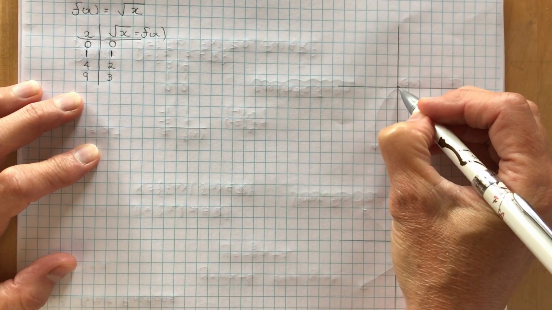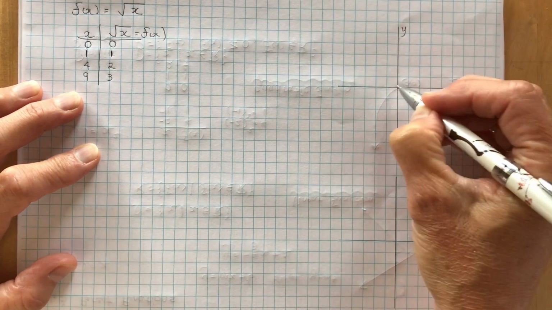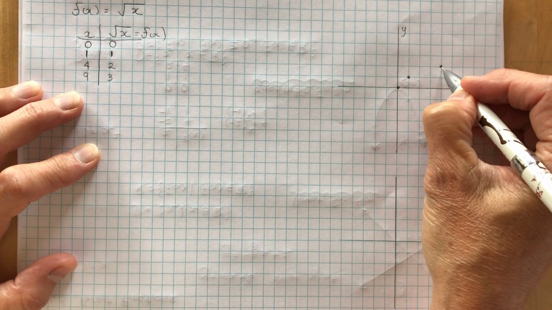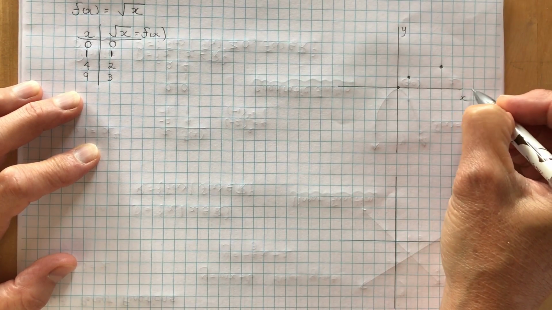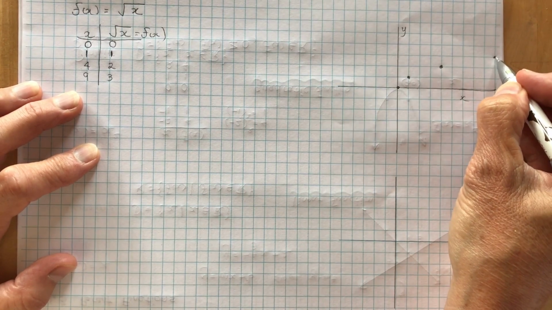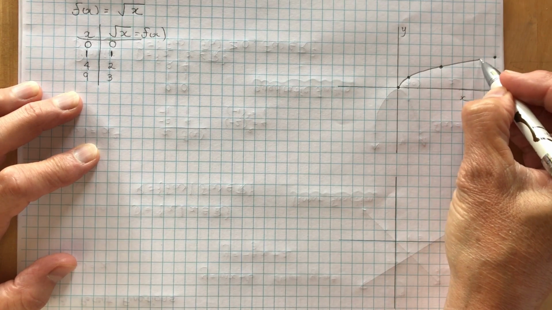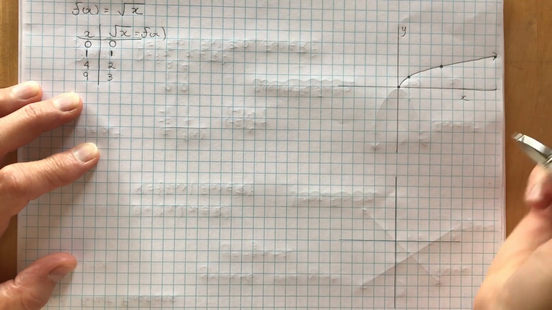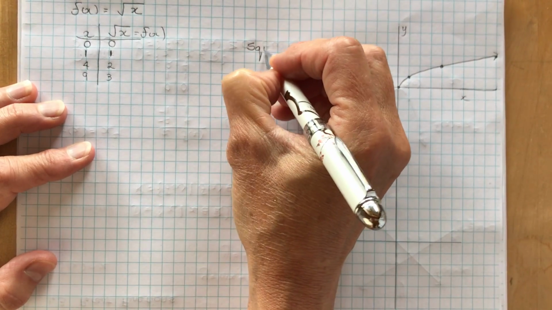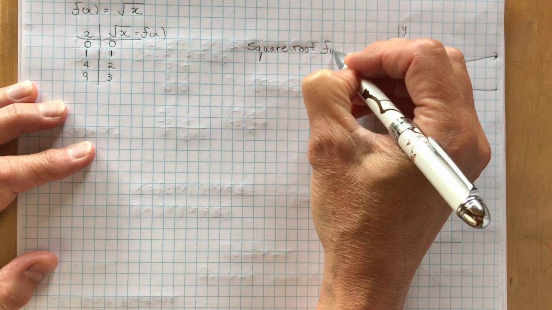So we're going to graph it. Here's my y-axis, my x-axis. So (0, 0), (1, 1), (4, 2), and 5, 6, 7, 8, it just fits, 9, right out here is 3. So I'm going to join all those dots together like this, and there's my function. That's the square root function.